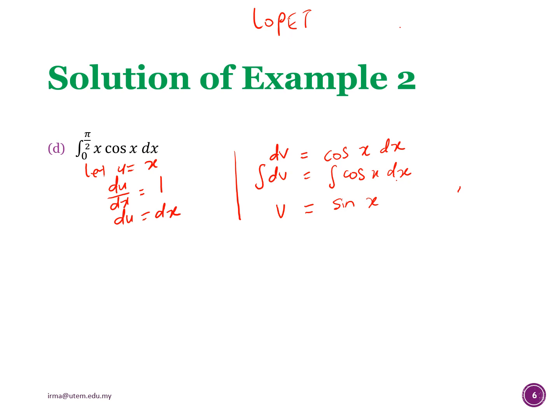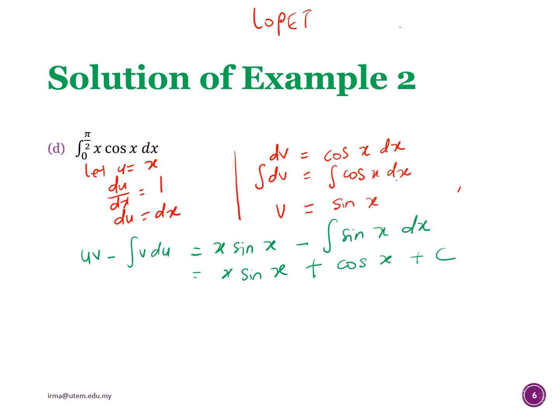So what you need to do now is to use the formula, which is uv minus integration of v du. Our u is x, v is sin x, minus integrate sin x. So du is dx. Okay, so solve the integration. Here you can integrate directly. Integrate sin x, you will get negative cos. So negative negative, you will get positive cos x plus c.